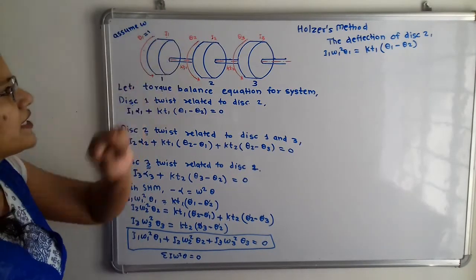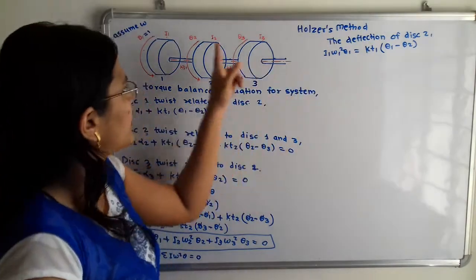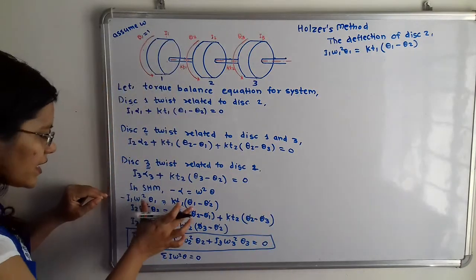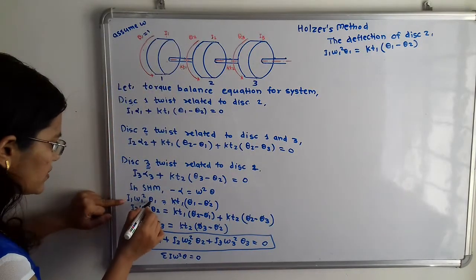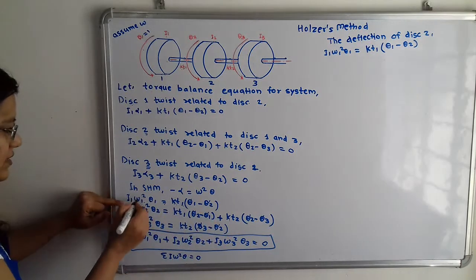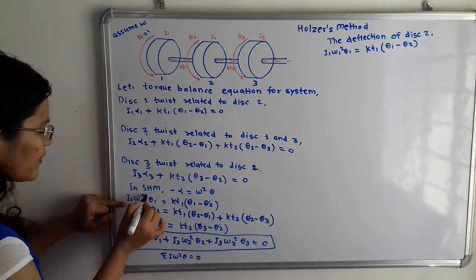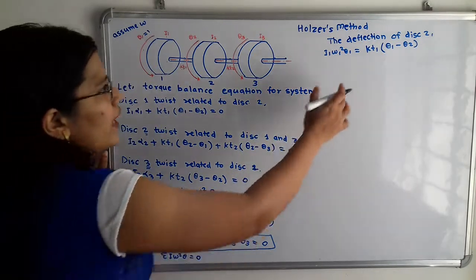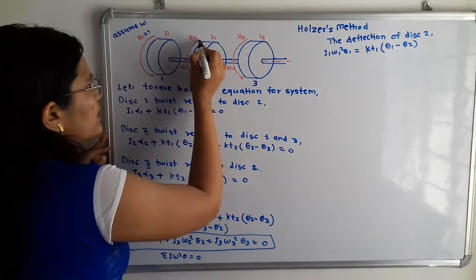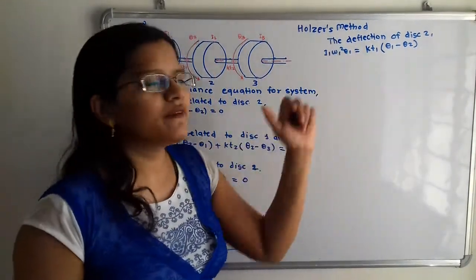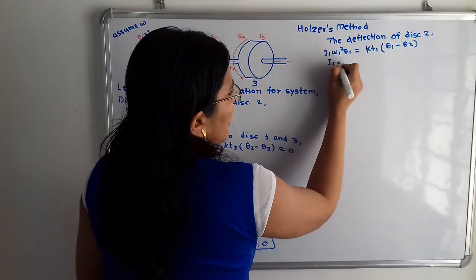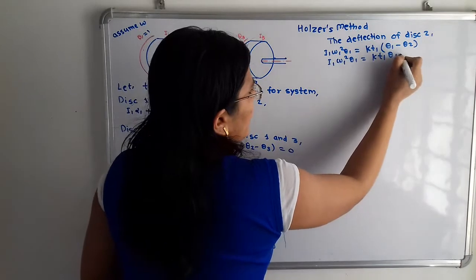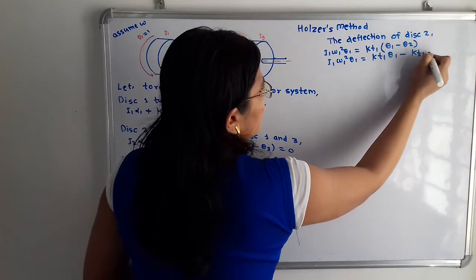Now what about theta2? We have to find the deflection of disk 2, that is theta2. So we consider the equation related to theta1 and theta2: I1 omega1 square theta1 is equal to kt1 into theta1 minus theta2. To find the deflection of disk 2, we simplify this equation: I1 omega1 square theta1 is equal to kt1 theta1 minus kt1 theta2.